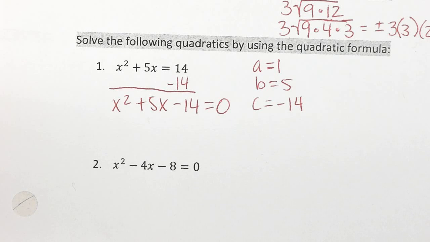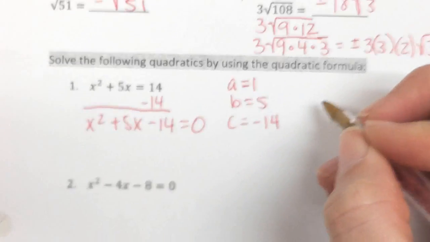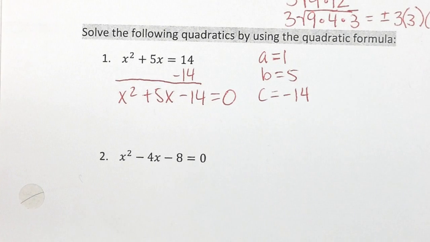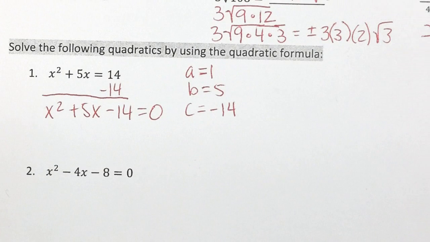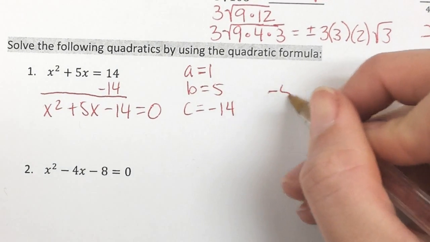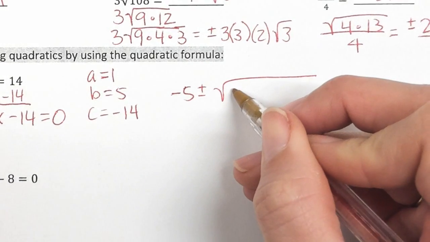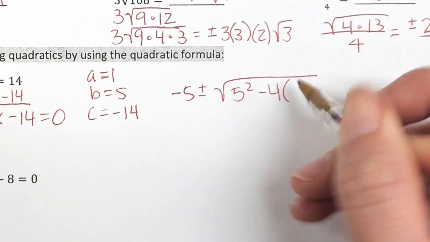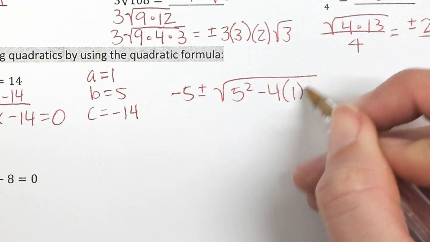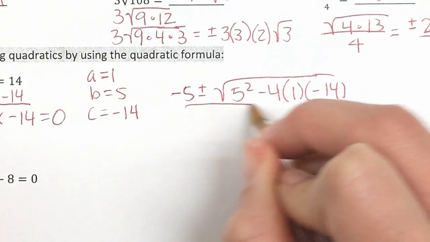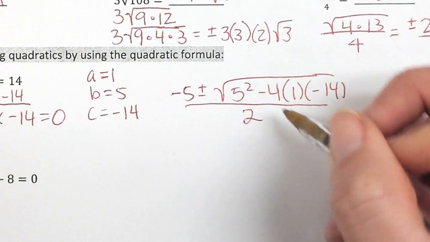Alright. Maybe I won't hit the ceiling this time. Good catch. So for here it'd be -5, right? Because negative b. Let me zoom out a little. -5 plus or minus the square root of b squared, so it'd be what? 5 squared, minus 4 times what? 1 times negative 14. Good. All over 2 times 1.